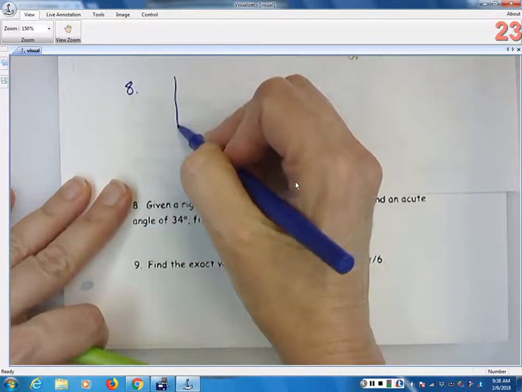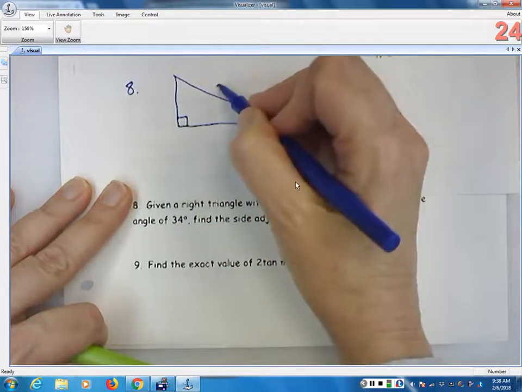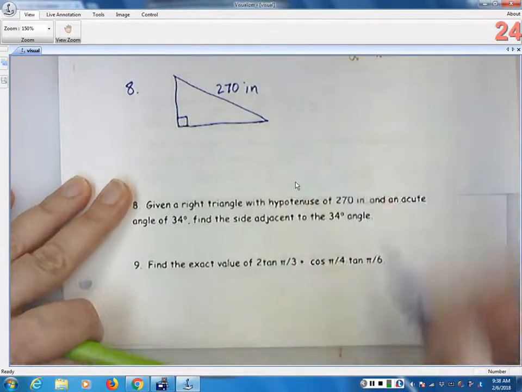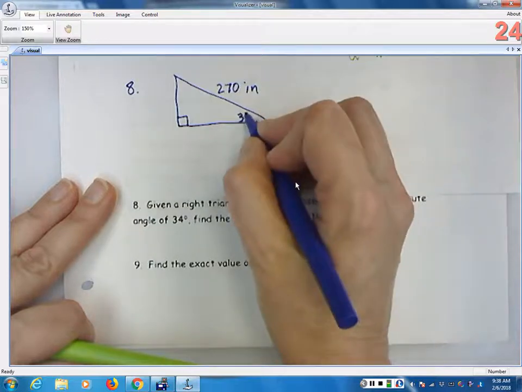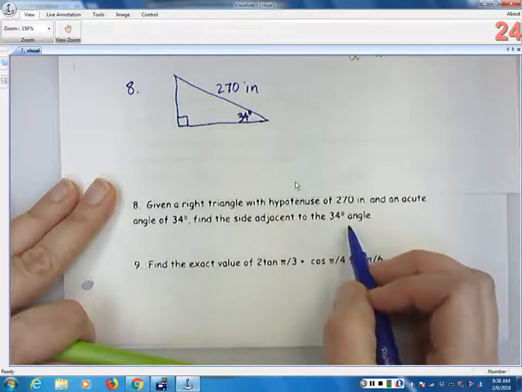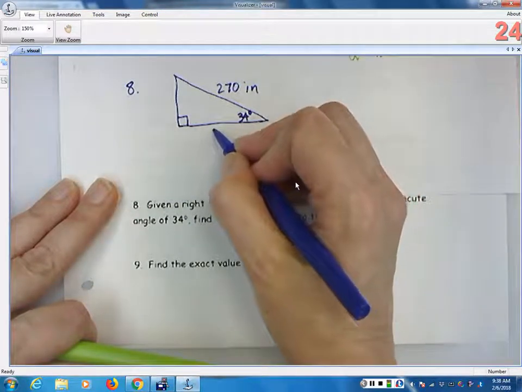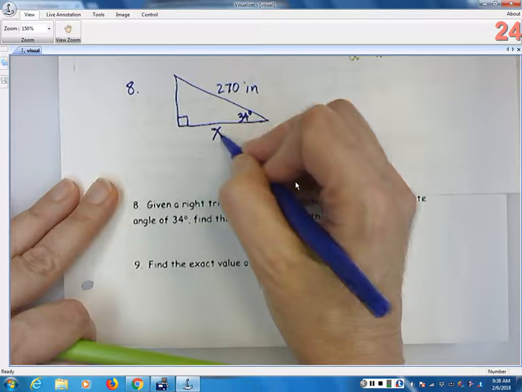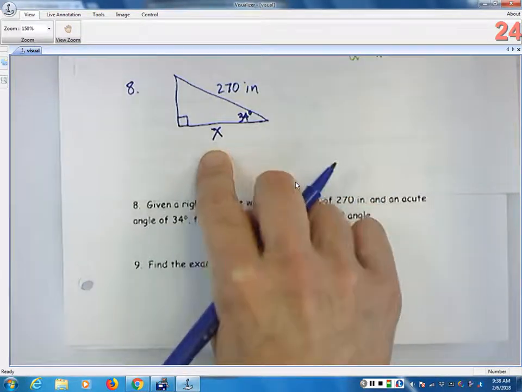Okay, we got a right triangle. Our hypotenuse is 270 inches and an acute angle of 34 degrees. Find the side adjacent to the 34-degree angle. We want to find this side, whether you call it X or A. So we can't use the Pythagorean theorem.